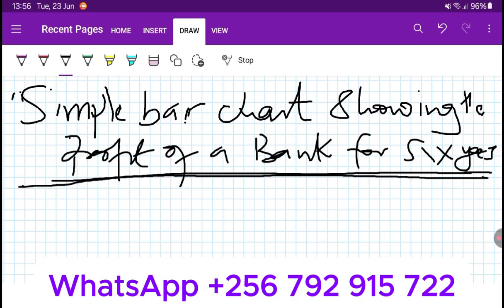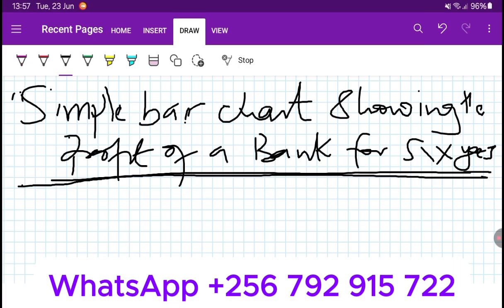The question, they told us draw a simple bar diagram to represent the profit of the bank for 6 years. So you pick what this information is all about. This information is all about the profits. These profits are for which entity? They are for a bank. If they are given the name of the bank, you put also the name of the bank. For how long are we covering this? We are covering it for 6 years.